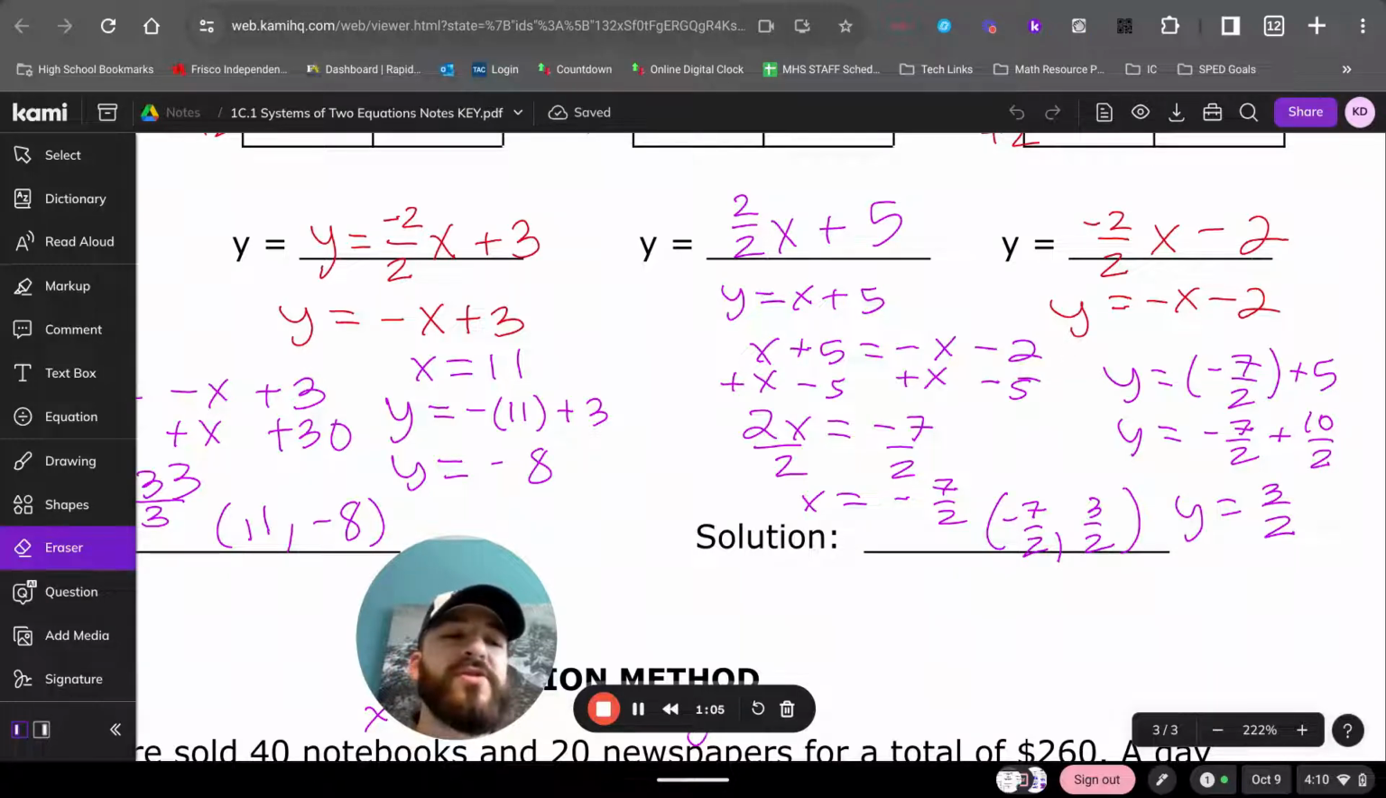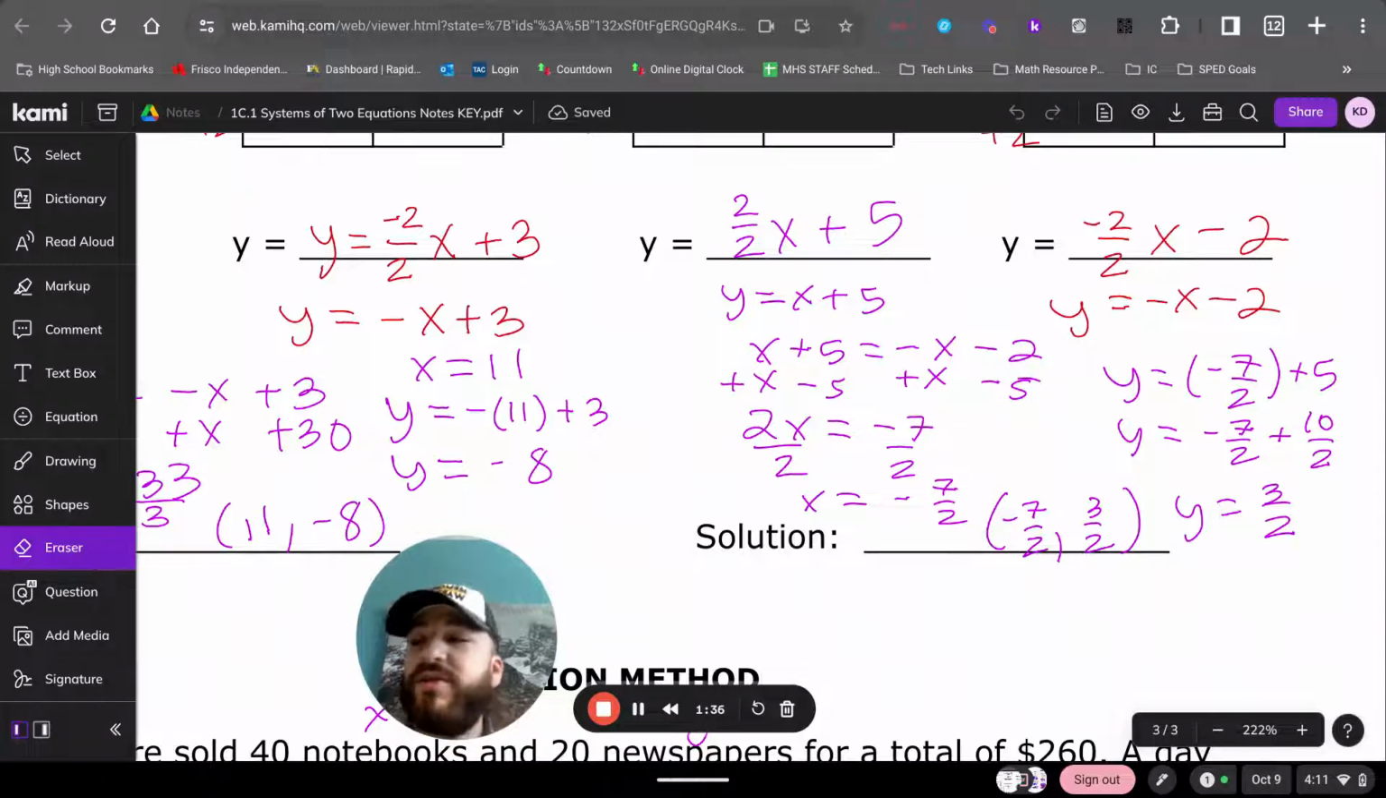Now, I know fractions are gross. We never love fractions, but it's okay. We can still work with them. So plugging in to my first equation, y equals x plus 5, y is equal to negative 7/2 plus 5. Changing that 5 into a fraction I can add to negative 7/2, that would be 10/2 by multiplying 5 over 1 by 2 on the top and the bottom. So negative 7/2 plus 10/2 would give me 3/2, and we get the solution point negative 7/2, 3/2.